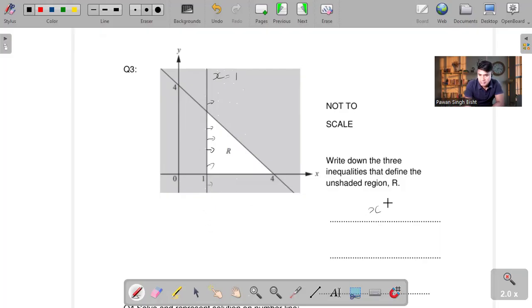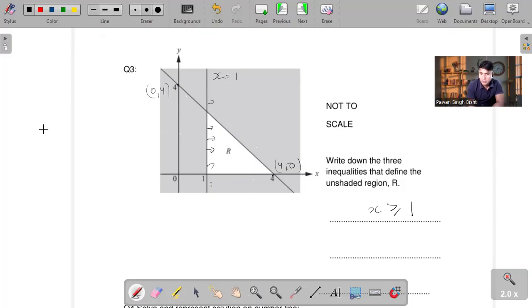So the first inequality is x greater than or equal to 1. Understand? x greater than or equal to 1. Now another line is this one. I need to find the equation of this line. The coordinates of this are (4, 0) and this is (0, 4), right? So two points are there.